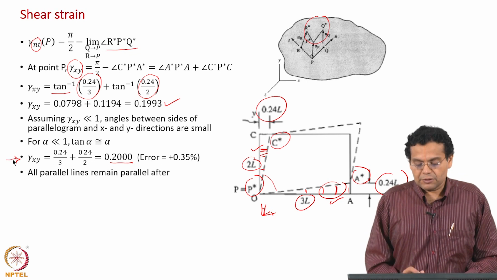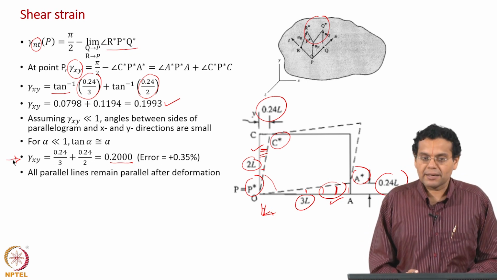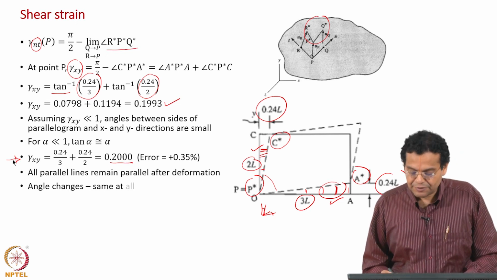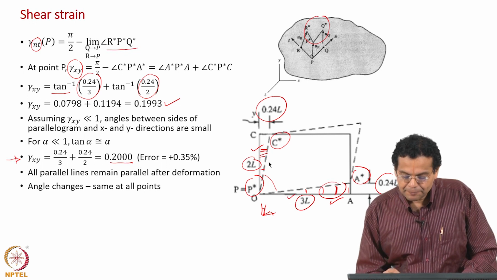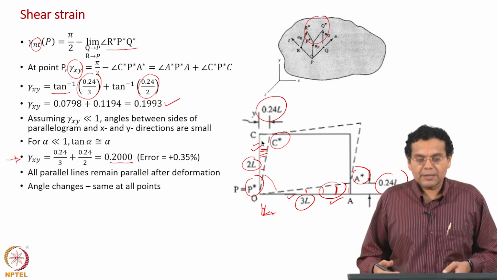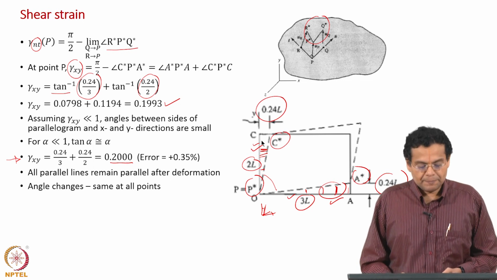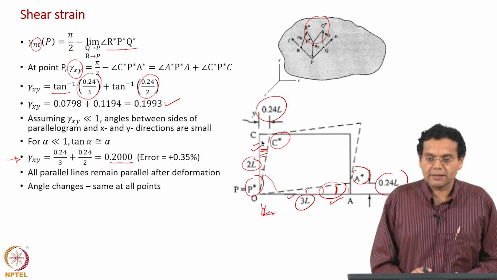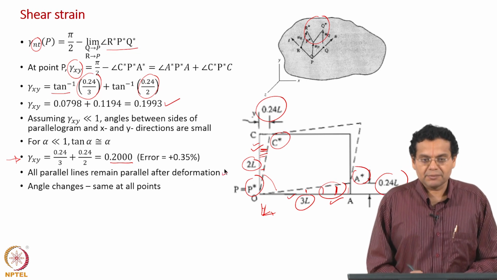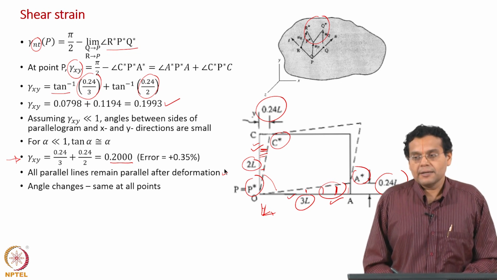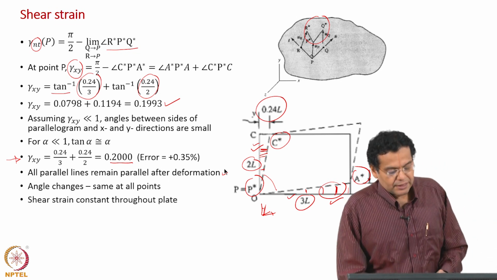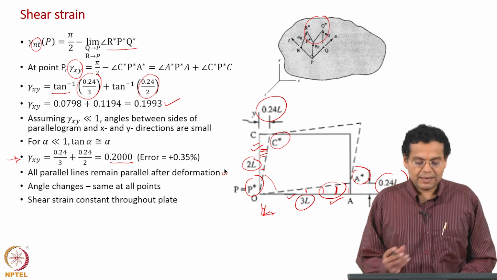Now, the question mentioned that all parallel lines remain parallel after deformation, we have illustrated in the previous slide. So, we have calculated angle changes for the two boundaries of the plate, x boundary and y boundary. It is applicable at any point inside the plate. So, the angle changes are the same at all points in the plate. That is why, if this is not given, then we cannot come to that conclusion. That is why that line was mentioned, because it is a very simple example, angle changes are the same at all points in the plate, which means that the shear strain is constant throughout the plate. Angle changes are nothing but shear strain.